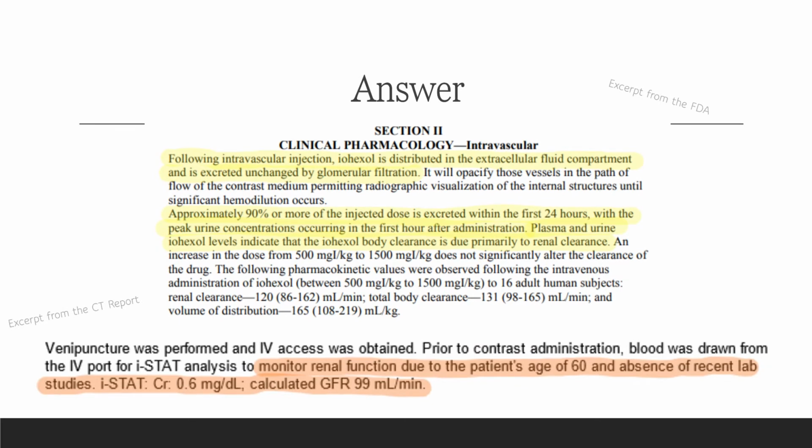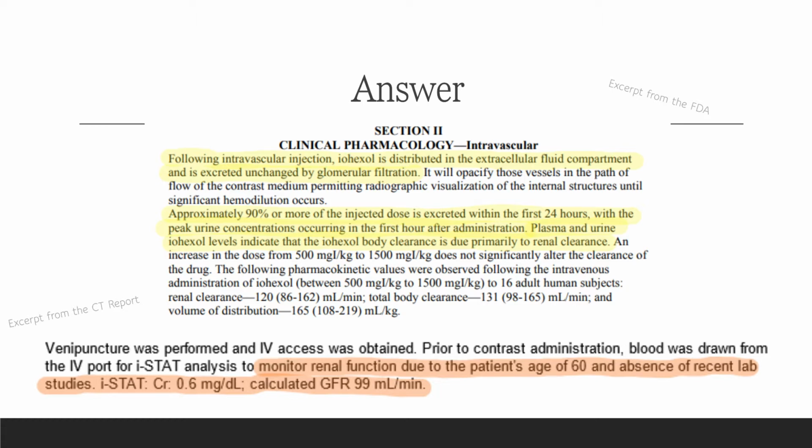Here's the answer to the first question. According to the FDA, Omnipaque is eliminated from the body unchanged by glomerular filtration, so through the urine. They wanted to make sure that the kidneys were up to the task of eliminating the contrast agent from the body.